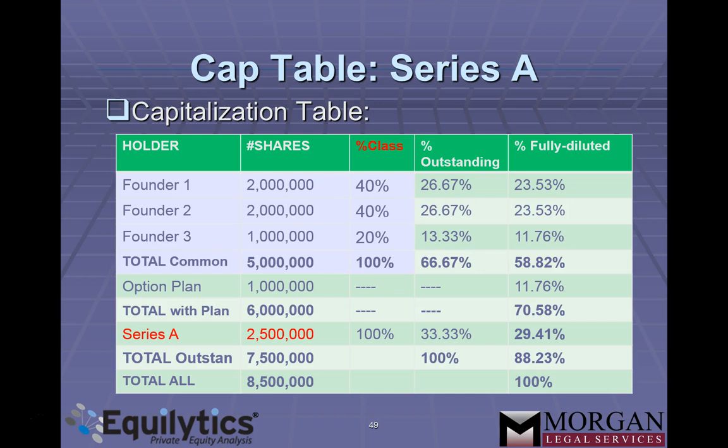In this scenario, with 5 million common outstanding and 2.5 million Series A, the total outstanding is 7.5 million. So the Series A alone represents 1/3 of the total outstanding. Fully diluted total, including the plan, is 8.5 million shares.